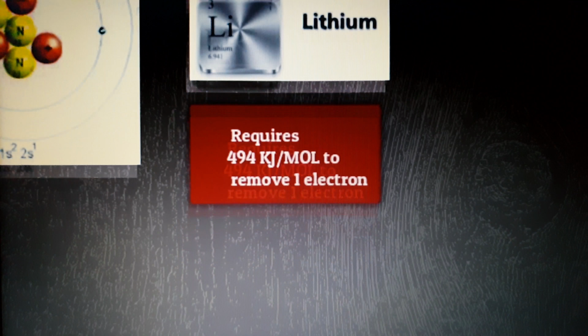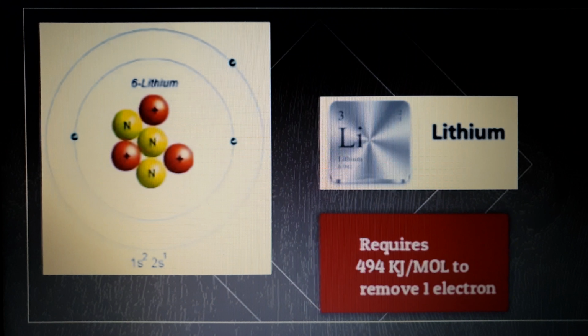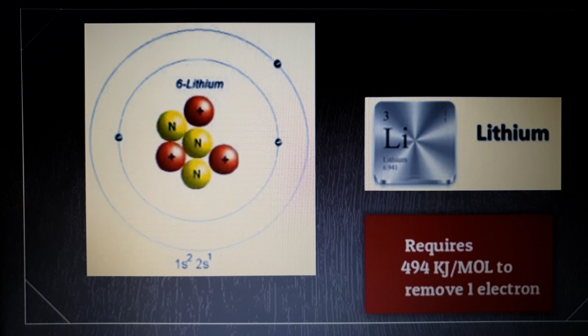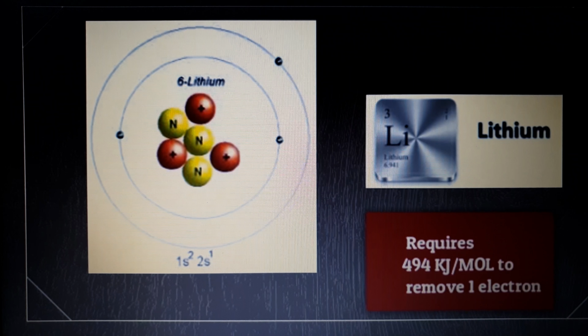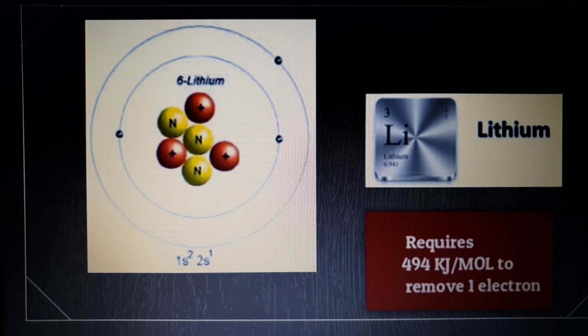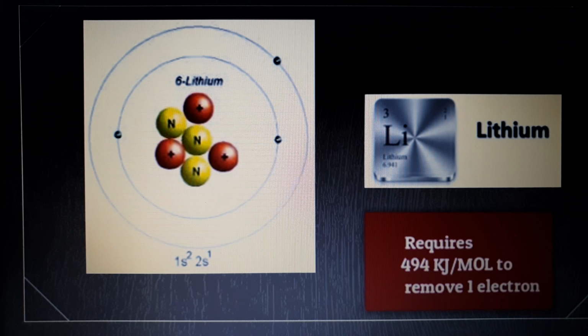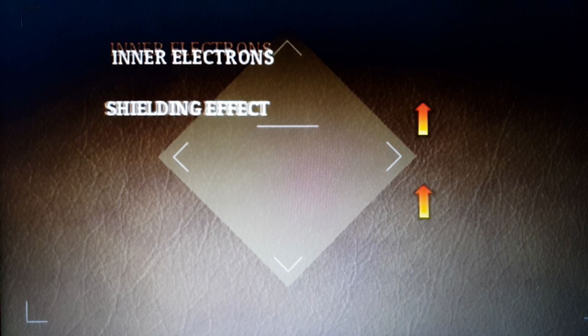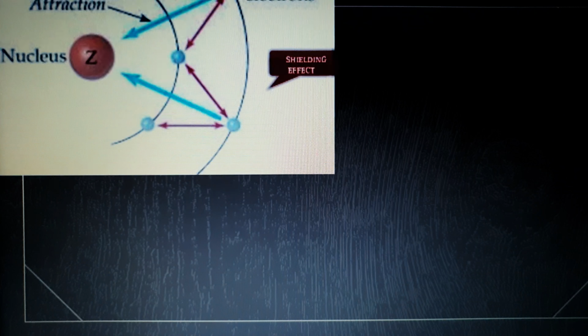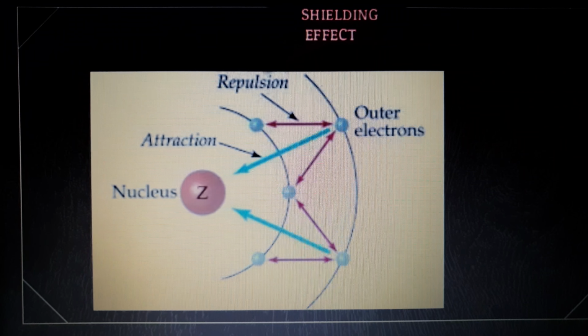Next, for lithium, the proton number is 3 and the electronic configuration is 1s2 2s1. The number of shells for lithium is more compared to hydrogen. When the number of shells increases, the number of inner electrons increases as well. This eventually increases the shielding effect. Shielding effect is a repulsion between the inner electrons.